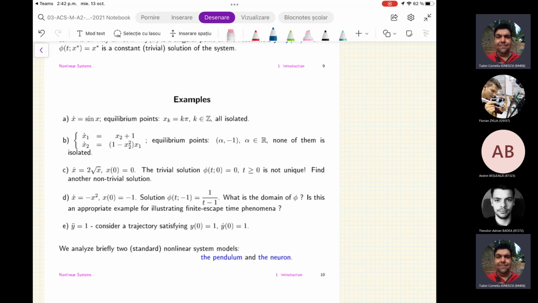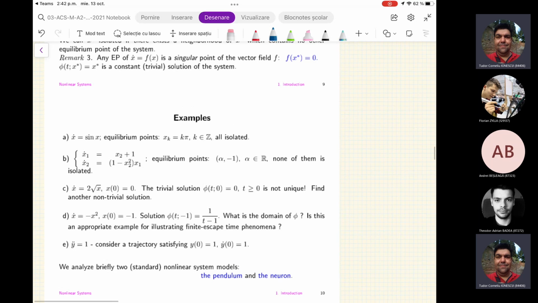We solved this last time. So the solution, I remind you, is sine x equal to 0. This equation has the solution k pi with any integer k. So they're all isolated because there is no other one. So it's 0, pi, 2 pi, 3 pi. There is a neighborhood, quite large, I would say, where you cannot find any other equilibrium point.